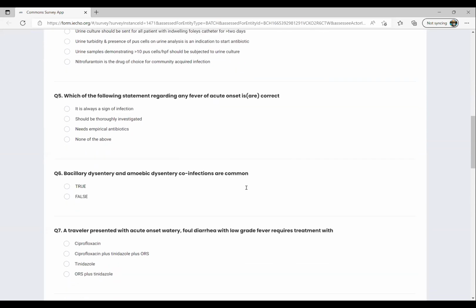Now, the next question is: which of the following statements regarding any fever of acute onset is correct? The choices given are: it is always a sign of infection, it should be thoroughly investigated, it needs empirical antibiotics. Fever is not always a sign of infection. It could be because of other reasons also. It could be inflammation or infection. So fever does not mean that there is an infection.